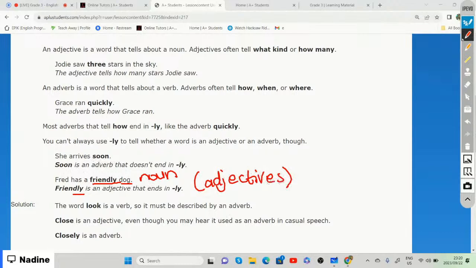So, when it comes to identifying either adjectives or adverbs, you need to be able to first identify the verb or the noun. Because once you identify the verb or the noun, then you'll be able to see what is now being described, or what they are telling us about. Are they telling us about the noun or about the verb? And then you'll be able to identify: are they asking us what kind, or how many, or are they telling us how, when, or where?